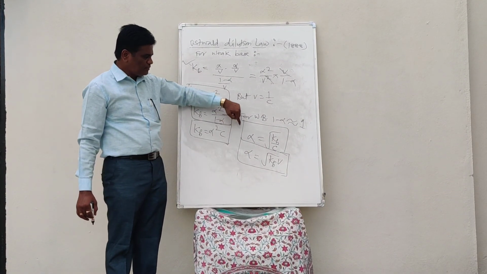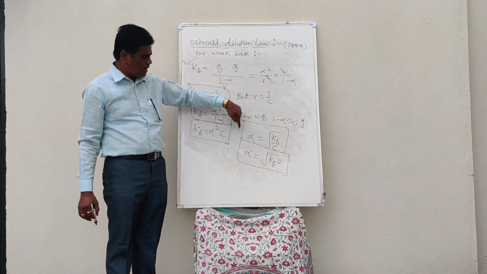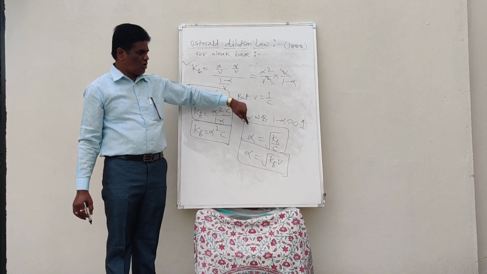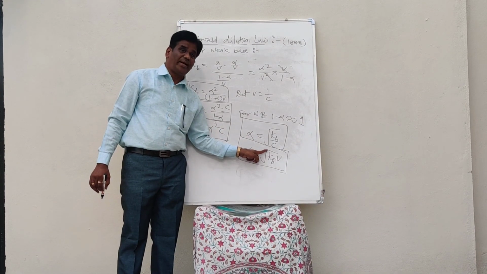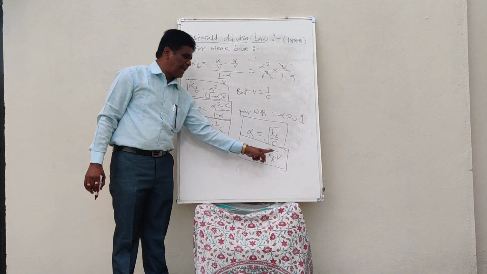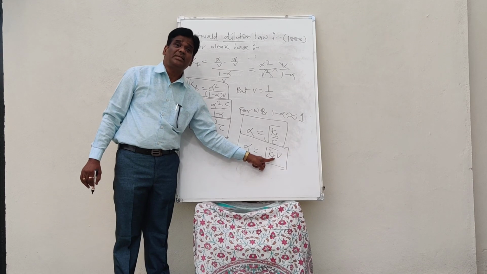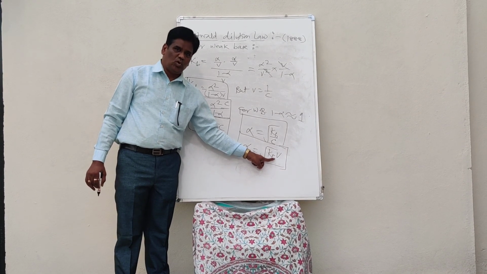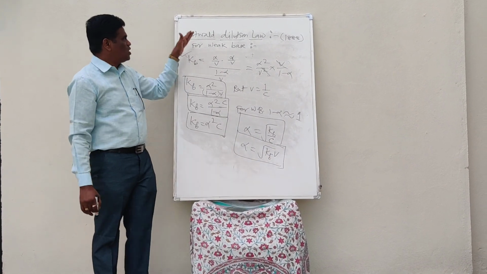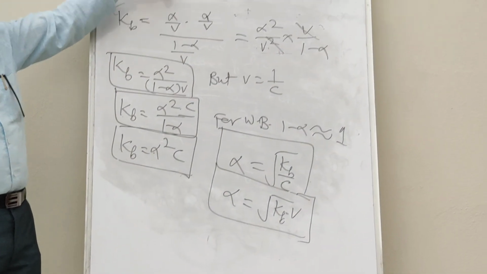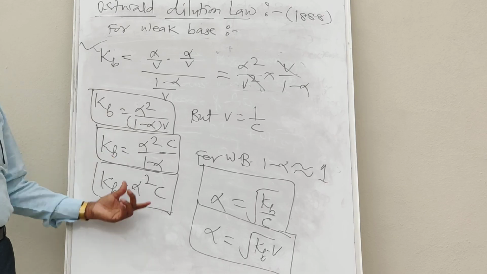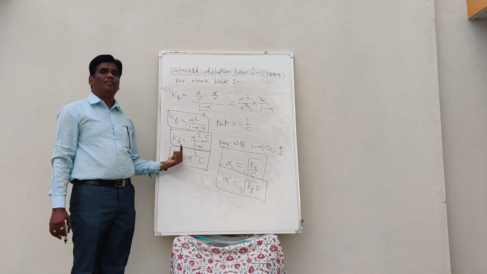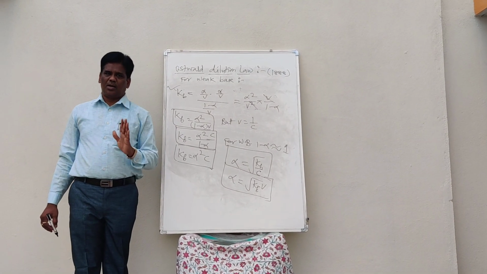So again, what is the statement of Ostwald dilution law? Degree of dissociation of a weak base is inversely proportional to the square root of its concentration, or directly proportional to the square root of its volume of a solution. So in this way you have to remember the Ostwald dilution law for weak acid as well as weak base, and with that you have completed the Ostwald dilution law.